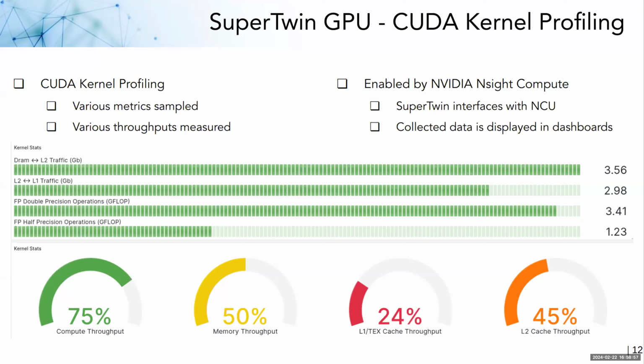be shown in Grafana. So for example, here we have some metrics that you can sample, like the DRAM to L2 traffic, L2 to L1 traffic, and floating point operations of different precisions, and then different throughput percentages.